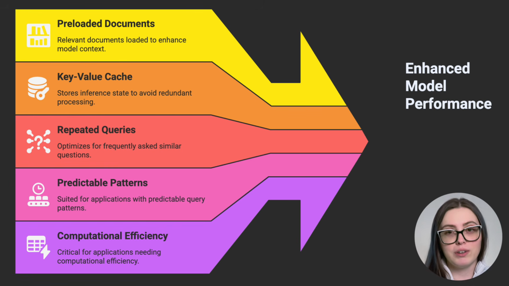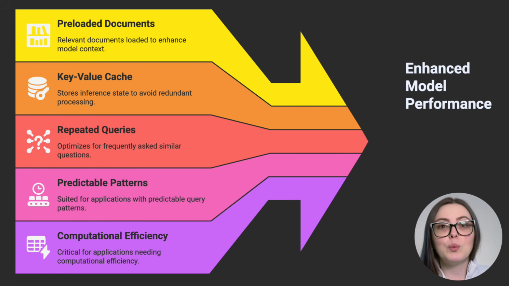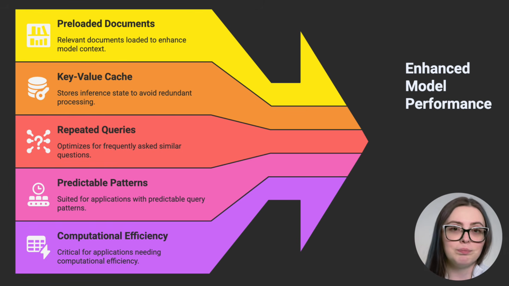Cache Augmented Generation is well suited for applications with predictable query patterns, for systems that need to optimize for response speed, and in scenarios where users frequently ask similar questions. It's good for applications where computational efficiency is critical.